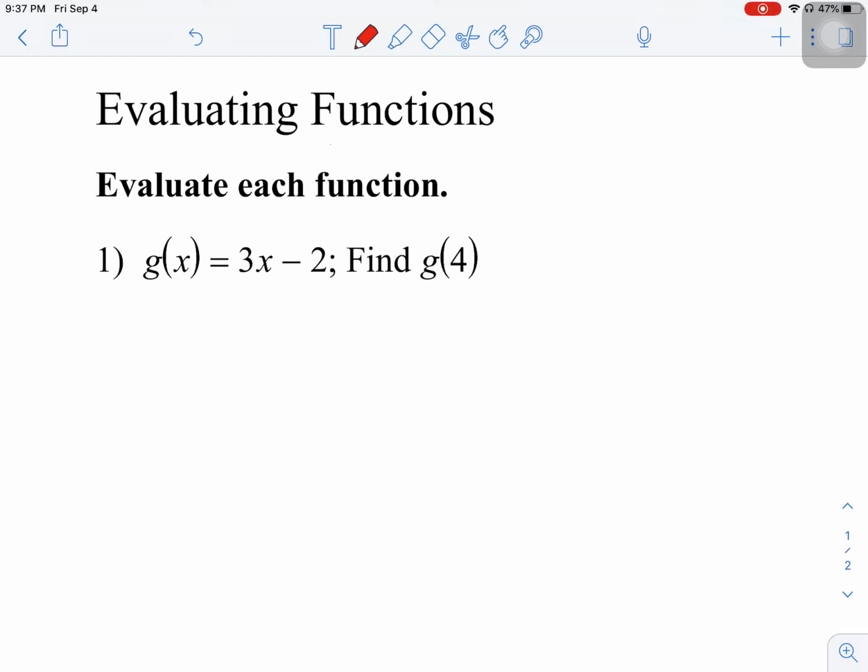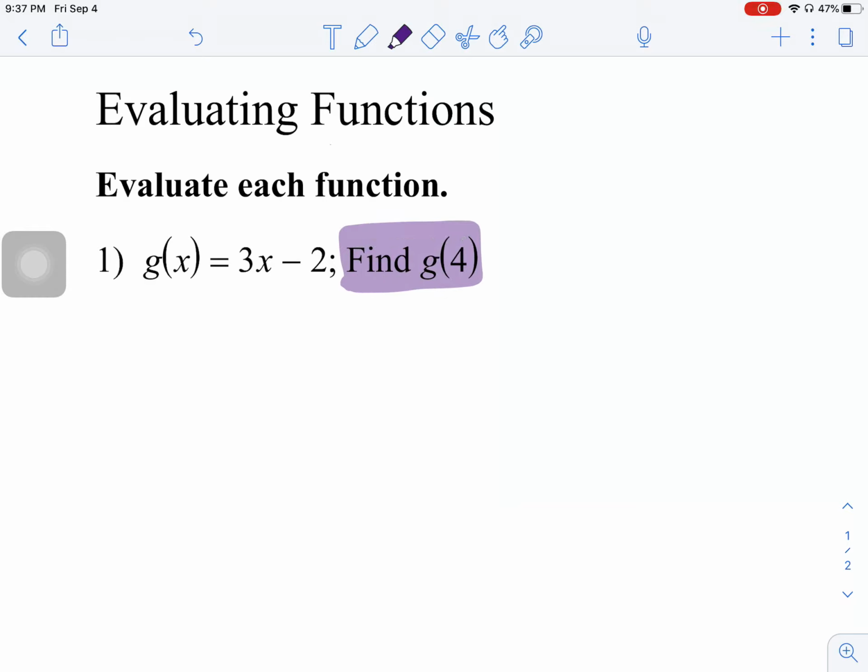This video is going to show you how to evaluate some functions. So functions can be written multiple ways. This first function we've got here is called g of x, and it's defined for us that g of x is equal to 3x minus 2. We are told that we are supposed to find g of 4.